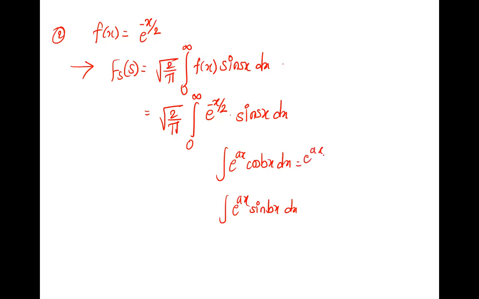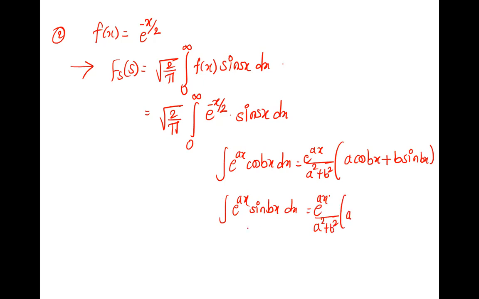e raised to ax upon a square plus b square, into a cos bx plus b sin bx. Correct. If it is for cos, there is plus in between. Same term here, e raised to ax upon a square plus b square.